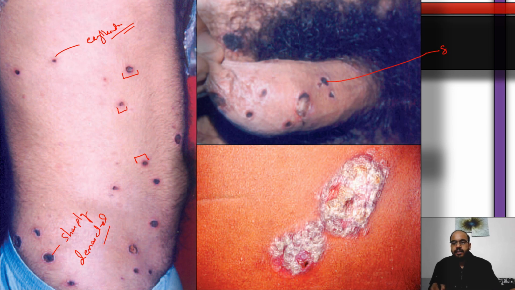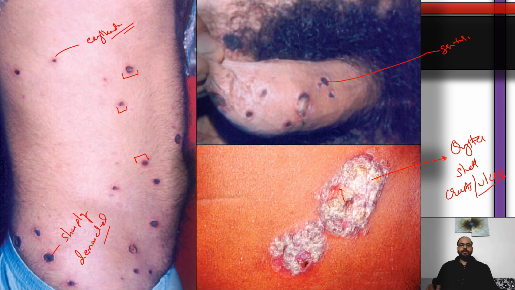Similarly on the genitalia, we can see the crusts, and these are the crusts from a somewhat magnified view. You can see the brownish color here, brownish dark oyster shell-like crusting or oyster shell ulcers. So these are the oyster shell crusts or ulcers. Let's move forward.